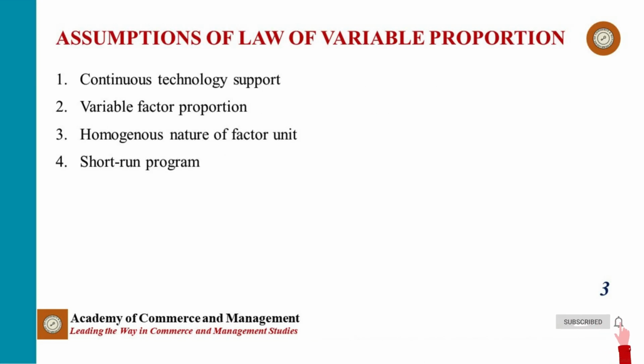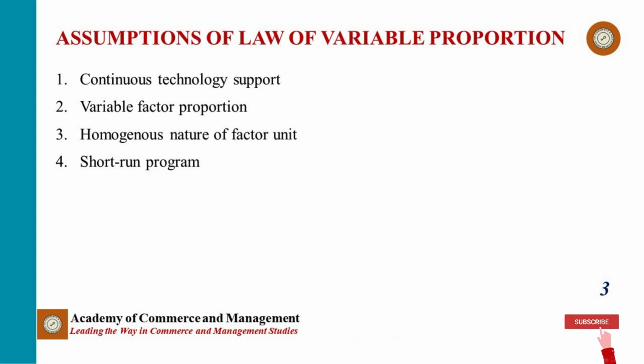Now, let us briefly explain assumptions of the law of variable proportion. First, it assumes that technology remains constant. As technology improves, production automatically improves as well. Second, the law of variable proportion does not apply when the factors are fixed. Therefore, the production factors are assumed to be variable.